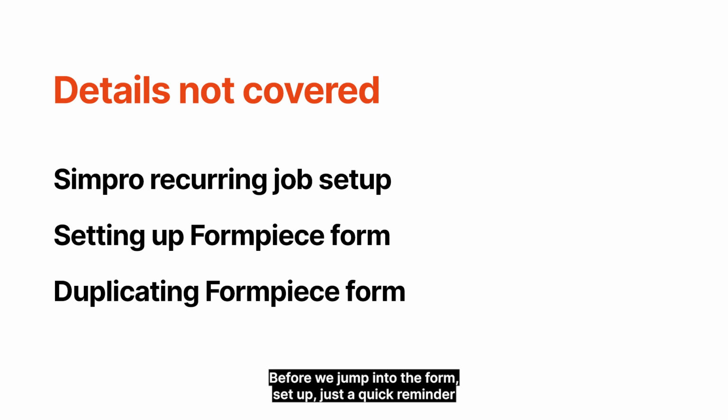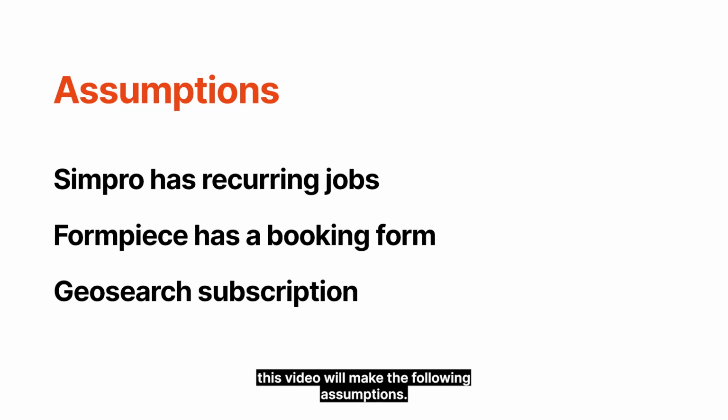Before we jump into the form setup, just a quick reminder that this video will not go into detail with the following: Simpro recurring job setup, setting up a Formpiece form, duplicating a Formpiece form. As a result, this video will make the following assumptions. The Simpro account already has recurring jobs, the Formpiece account already has a booking form, and the Formpiece account has a Simpro booking form GeoSearch subscription.